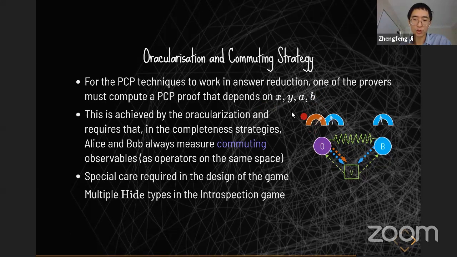For this to work, we require that for the perfect strategy that we consider in the completeness condition, all the measurements that Alice and Bob use are always commuting. Well, they are commuting because they are acting on different Hilbert spaces. We want them to be commuting even when we move Bob's operator to Alice, so when they are operators acting on the same space. And that's the reason that we actually required multiple types in the intro game.